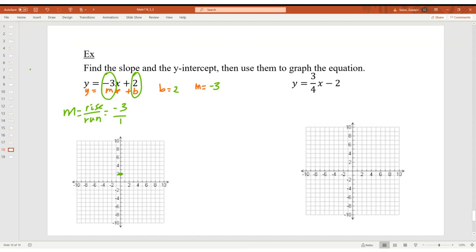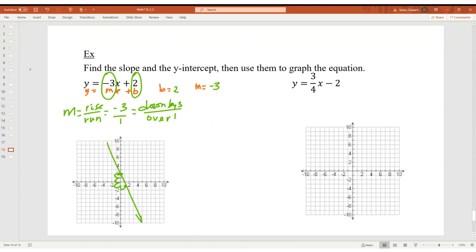So if you see it is negative 3, that means it goes down by 3, then over 1. Over 1 means to the right by 1. So you go 1, 2, 3 down, and 1 over here. So that's the second point. And that's how we find the second point, by using the slope. If m is positive, it goes up, not down, okay?